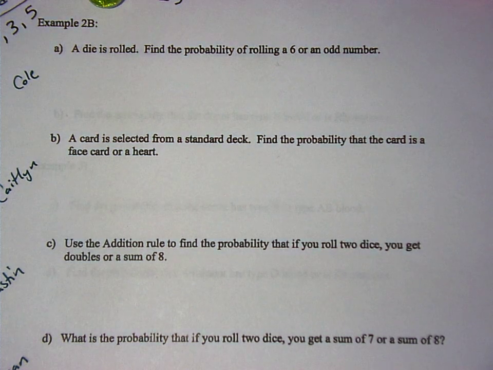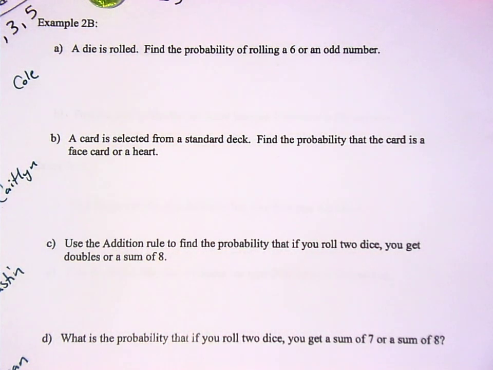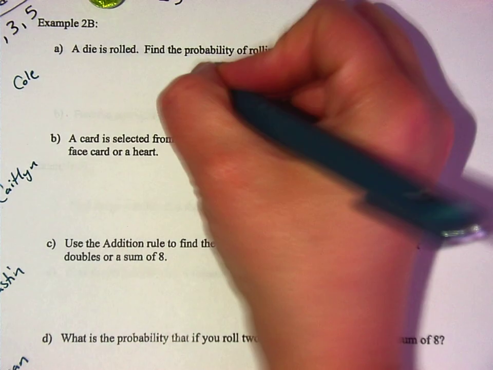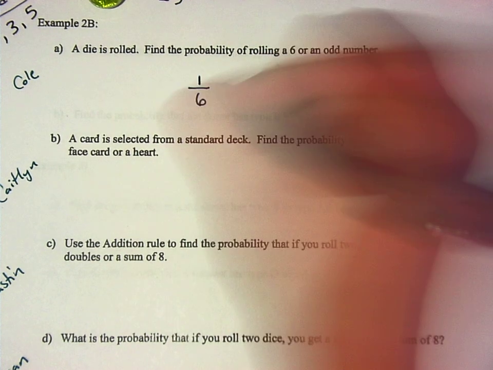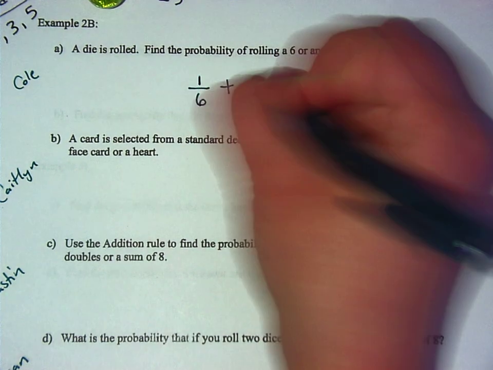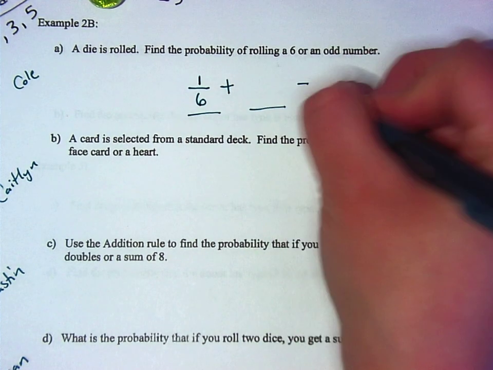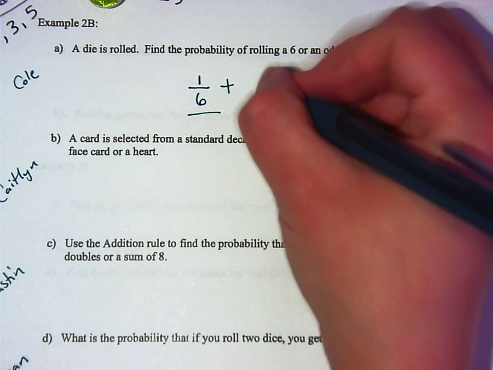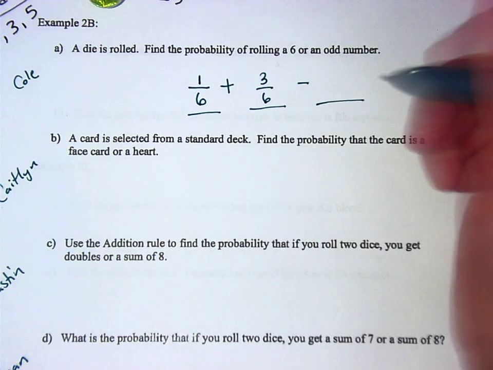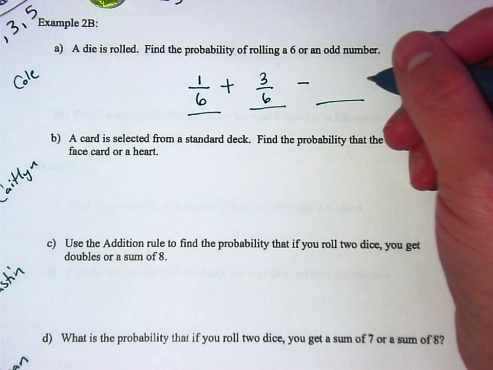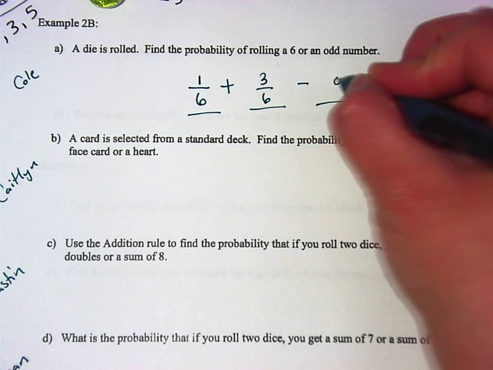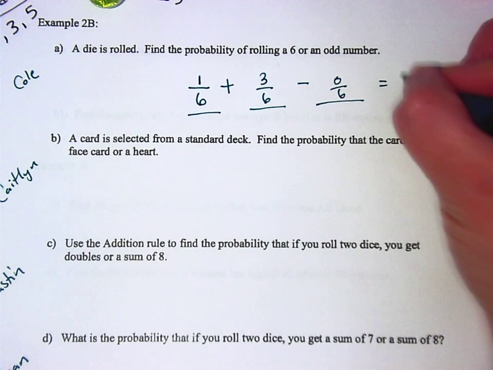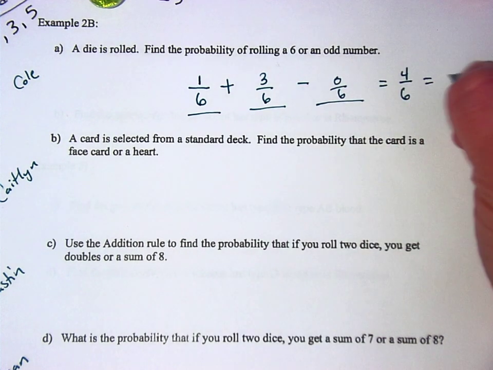Alright, so letter A, you have to do the addition rule, so it's a plus minus. Rolling a six, you can only get a six once, so it's 1 out of 6. Then plus an odd number, and half the numbers are odd, so it's 3 out of 6. Then none of the numbers overlap, so it's 0, because 6 isn't an odd number. That equals 4/6, which reduces to 2/3.